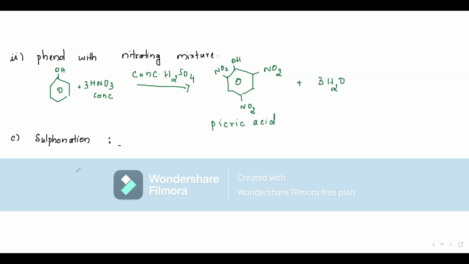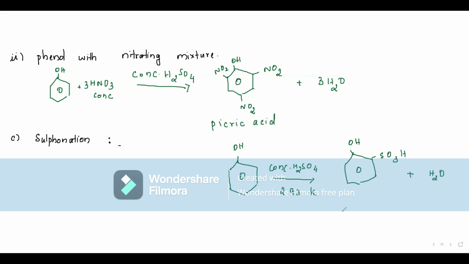Now, the next reaction is sulfonation. Sulfonation is a reaction of phenol which depends on temperature. So if you take phenol and treat it with concentrated sulfuric acid at around 293 Kelvin, that is room temperature, your product will be OH and SO3H on the ortho position. Along with this byproduct is water.